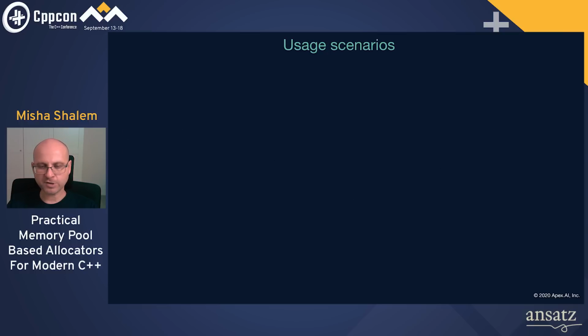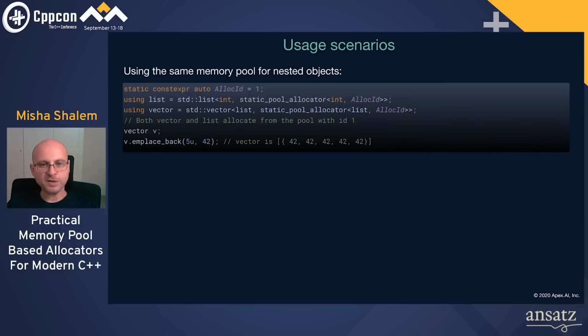Now, let's take a look at usage scenarios just to get some taste of how it may work. So we have this static pool allocator, which has two template arguments here. And the second one is actually the memory pool ID, right? So in this example, we have a list of integers and a vector of such lists, and they are both allocated from the same memory pool, which is not recommended, but you can do that, right? You can just say, okay, I have one memory pool with different bucket sizes, one for lists of ints and another for the vector, or whatever, and we will just use the same allocator, and it's going to be properly propagated and so on into the vector.